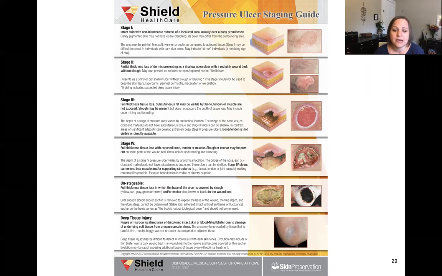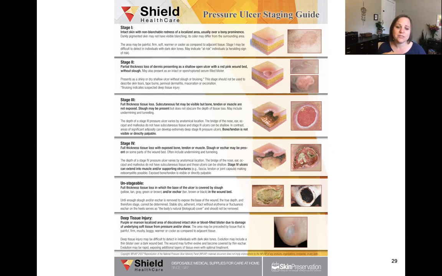Now, sometimes the ulcer can be covered with slough and/or eschar. Slough meaning exudate, just stuff that's coming out of the wound, and eschar meaning a black scab that has formed over the wound. Either way, when it's covered with the slough or the eschar, you can't see what's going on underneath, so you don't know what stage that one is, which is why it's called unstageable.